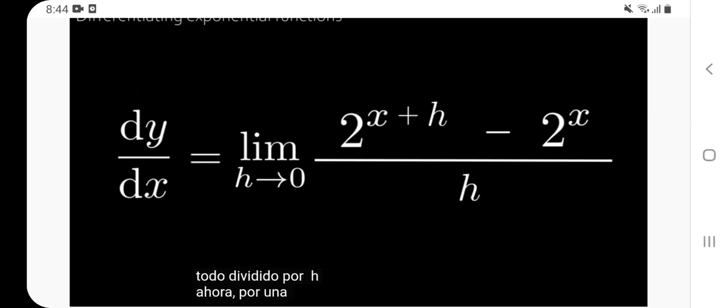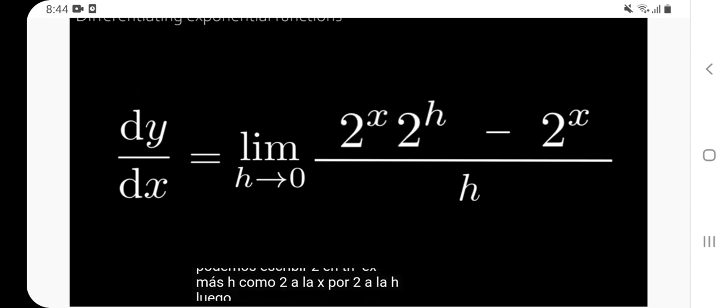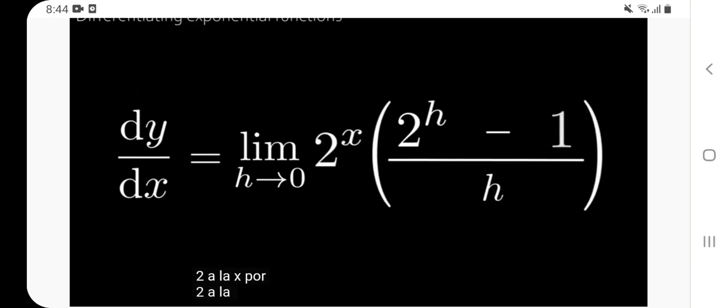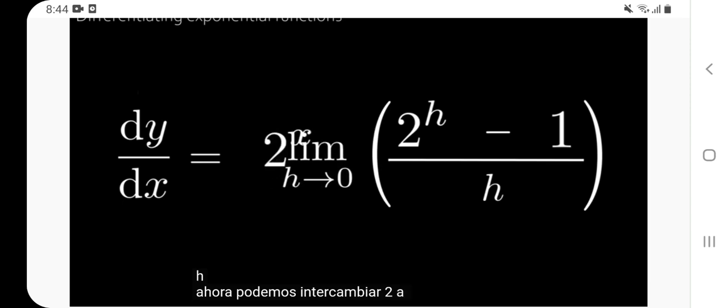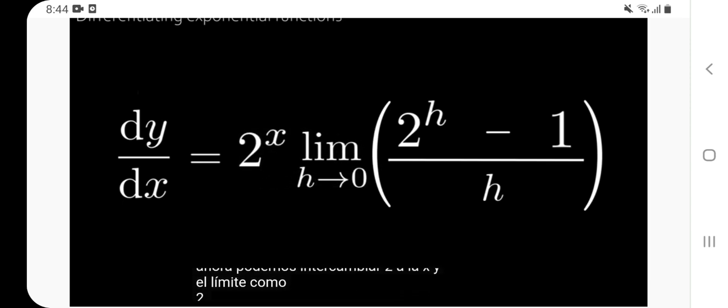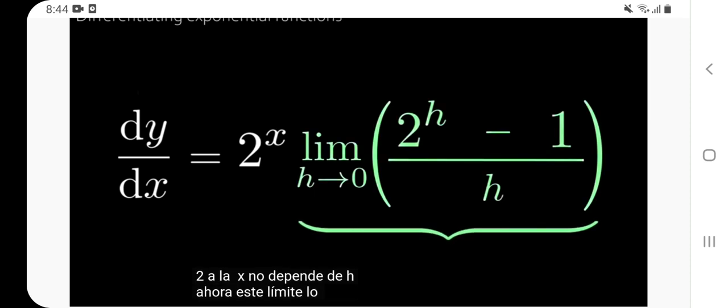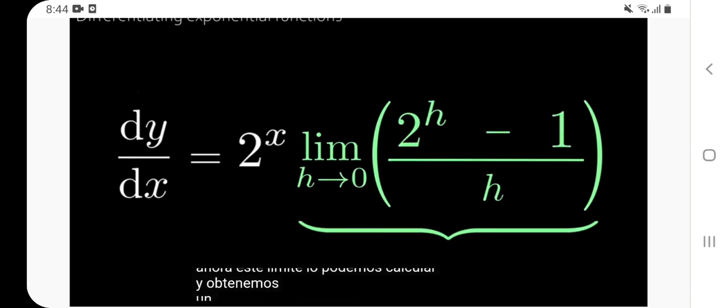Now, by an important rule of exponents, we can write 2 to the x plus h as 2 to the x times 2 to the h. Then factorizing in the numerator, we get 2 to the x times 2 to the h minus 1, all divided by h. Now, we can interchange 2 to the x and the limit, as 2 to the x has no dependence on h.